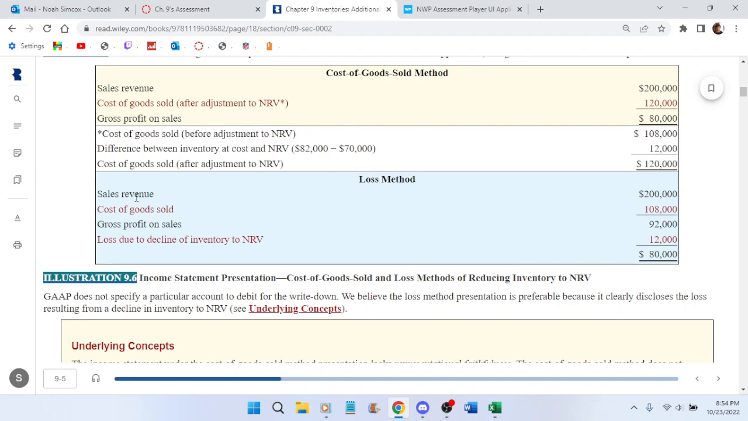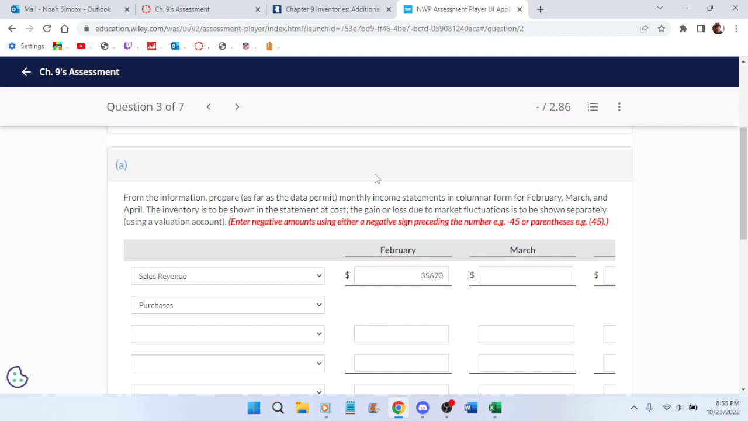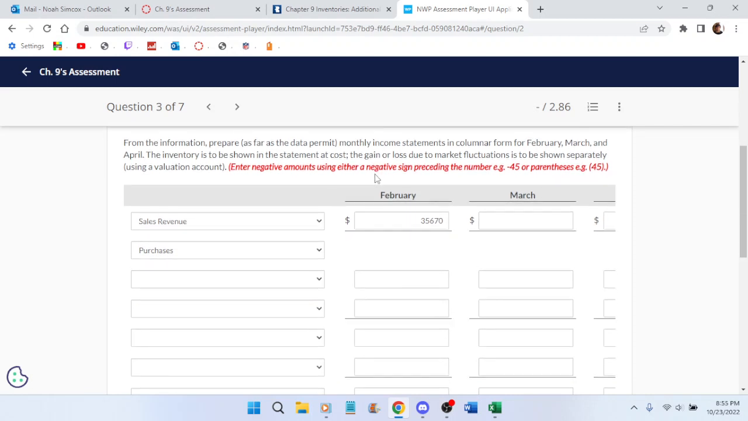I mean, according to this, you have sales revenue, cost of goods sold, gross profit on sales, loss due to decline of inventory to NRV, and then this. But they don't even specify whether you're supposed to use the loss method or not. They literally tell you to include the inventory in the statement. Seriously?